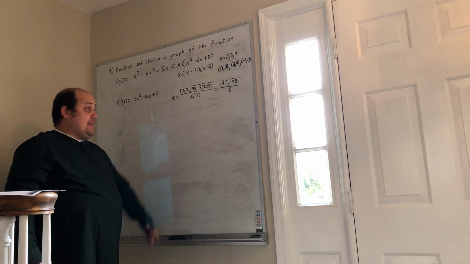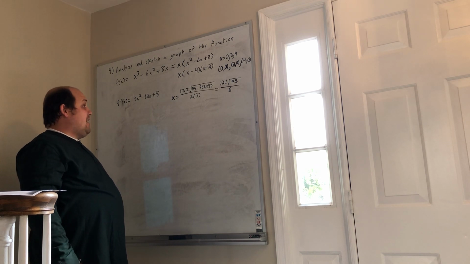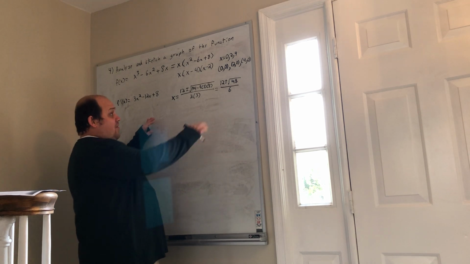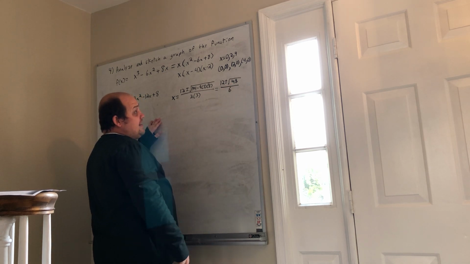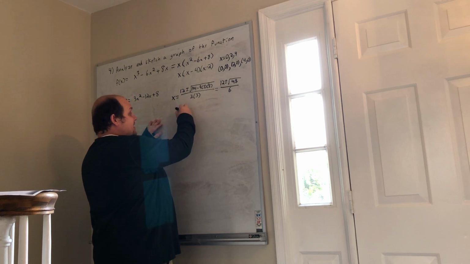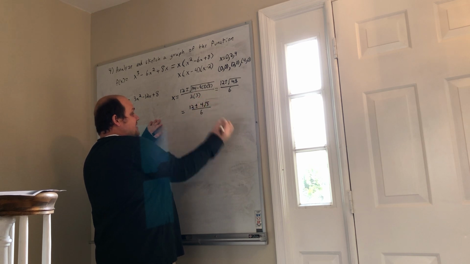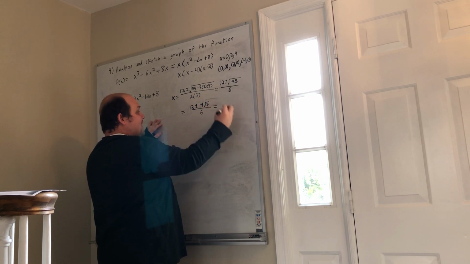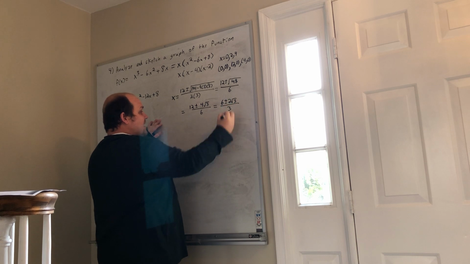Those aren't really that fun to look at and try to figure out where that crosses 0. If I want to go a step further, I can say that 48 can be broken down into 16 times 3. So I really can make this 12 plus or minus 4 root 3 over 6. If I take 2 out of everything, that becomes 6 plus or minus 2 root 3 over 3.